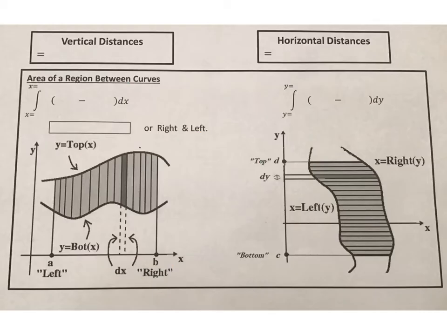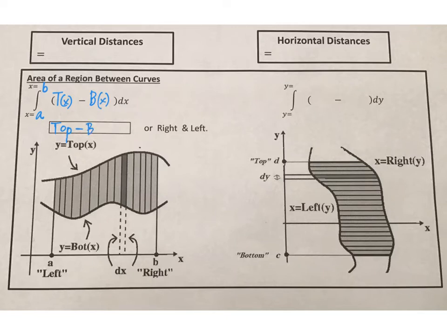So let's review. The area between A and B, x equal to A is the lower limit, and the upper limit is B. So let's call our top function t of x, and the bottom function is b of x. So we will have top function minus bottom function.